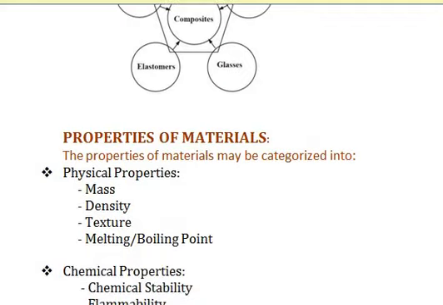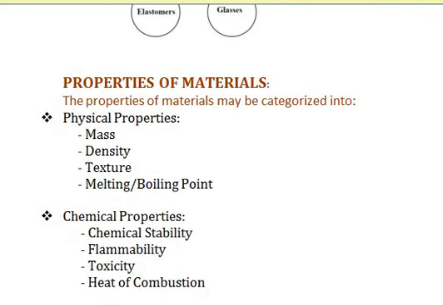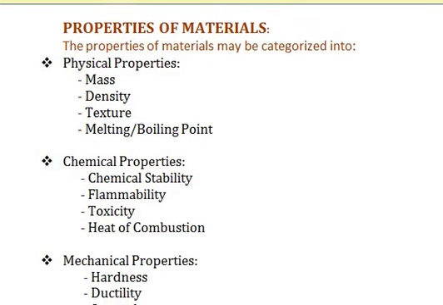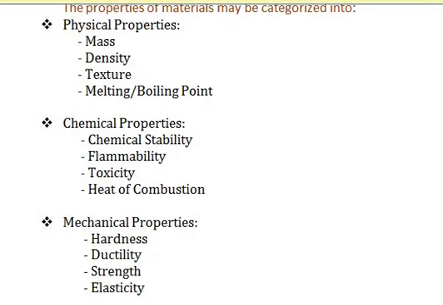And we also have chemical properties, which include the chemical stability, how reactive it is, flammability, does it easily get ignited or burned, toxicity, is it dangerous, is it poisonous, and heat of combustion. So these properties actually help in categorizing materials and also selecting the perfect job or perfect work that can be done with those materials.